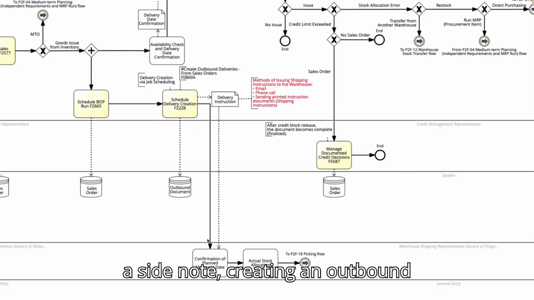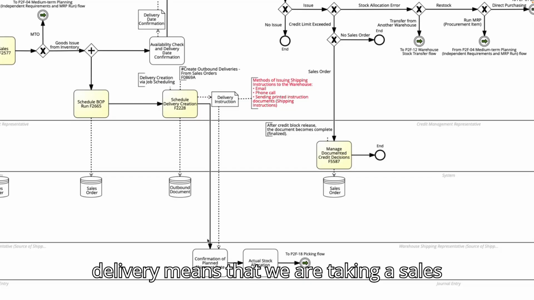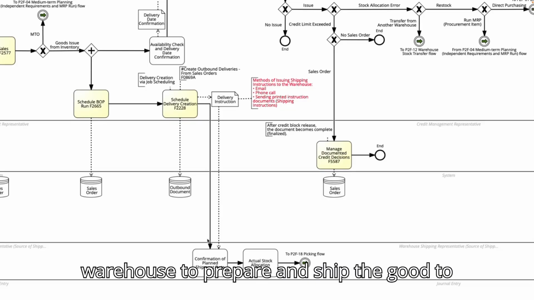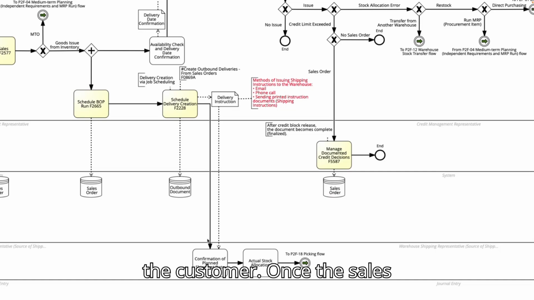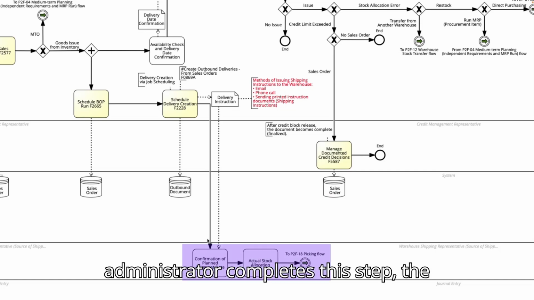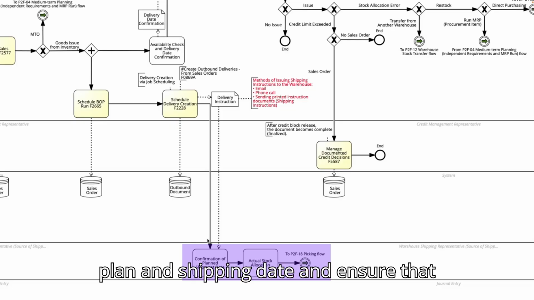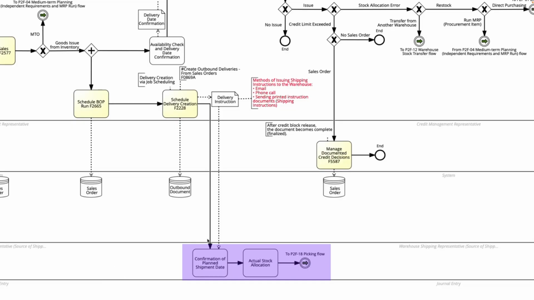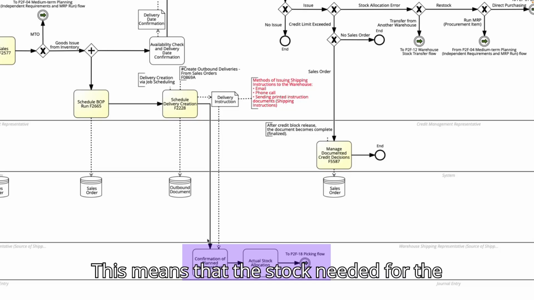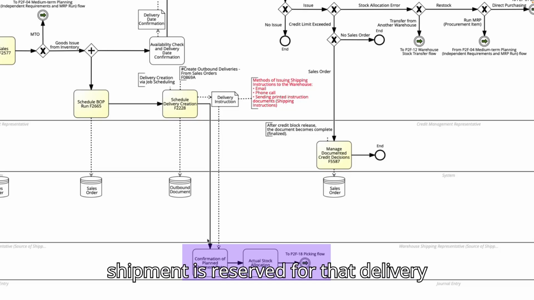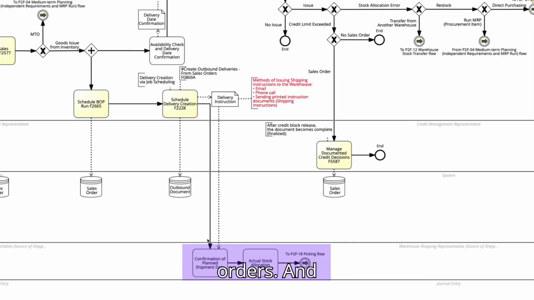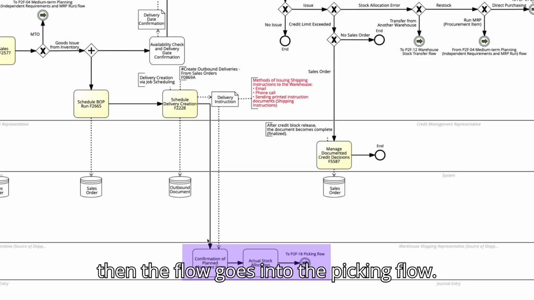As a side note, creating an outbound delivery means that we are taking a sales order and turning it into a logistic execution document that instructs the warehouse to prepare and ship the goods to the customer. Once the sales administrator completes this step, the warehouse representative will confirm the planned shipment date and ensure that the actual stock allocation is performed. This means that the stock needed for the shipment is reserved for that delivery and can no longer be used for any other orders. And then the flow goes into the picking flow.